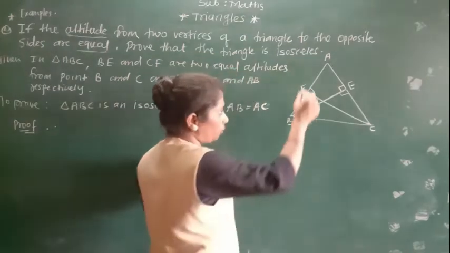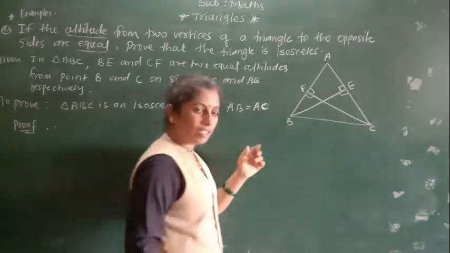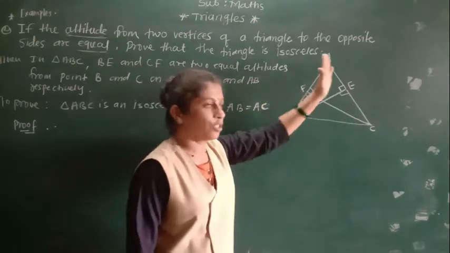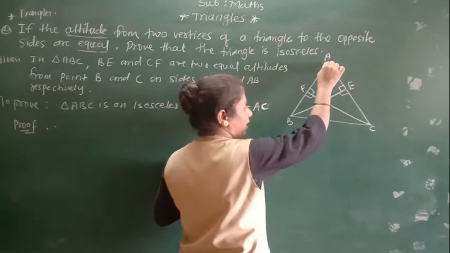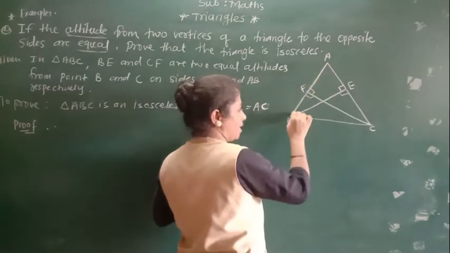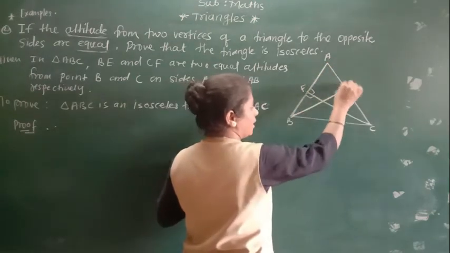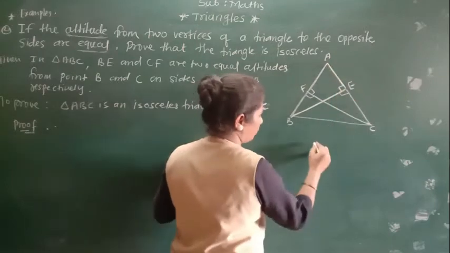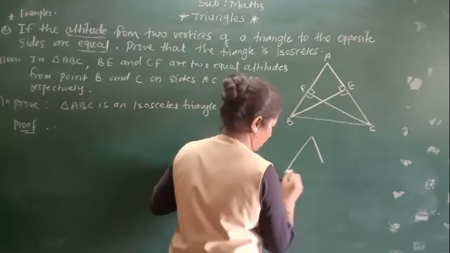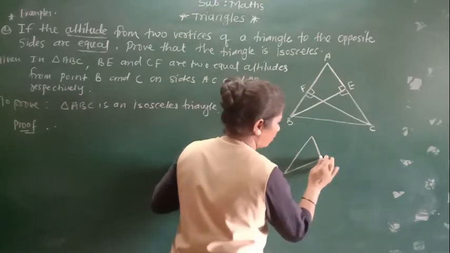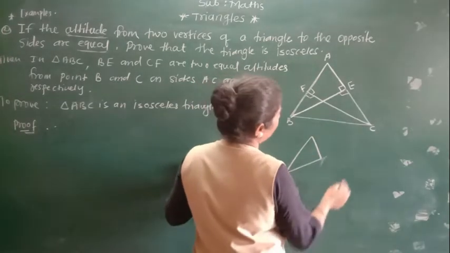Now here we have to prove this AB equals AC. So we will take the help of this triangle ABE. See here, this triangle ABE. We will take this triangle ABE. I have drawn it here separately, and here another triangle.